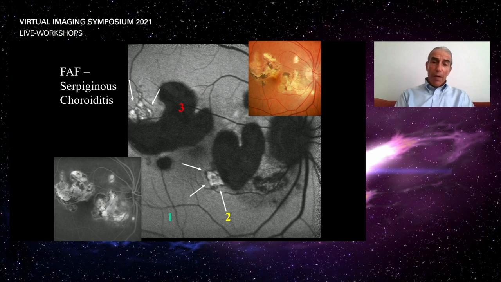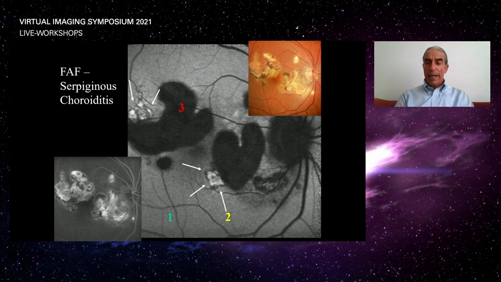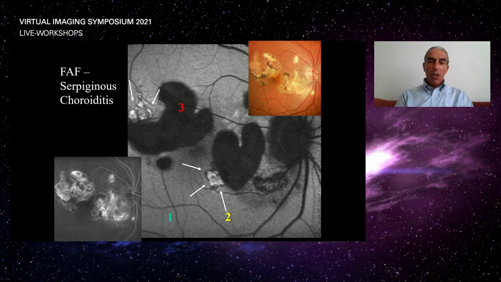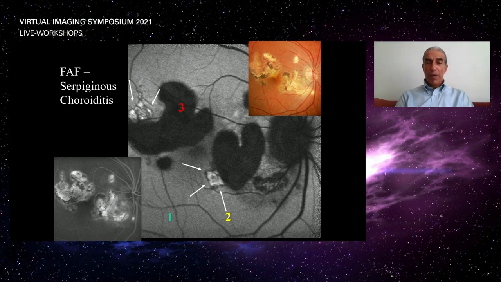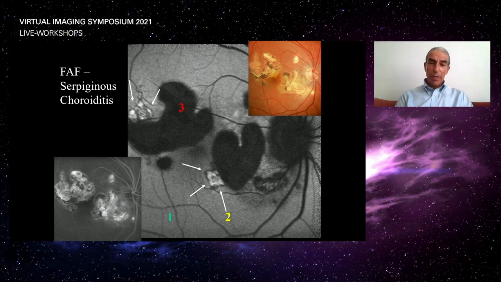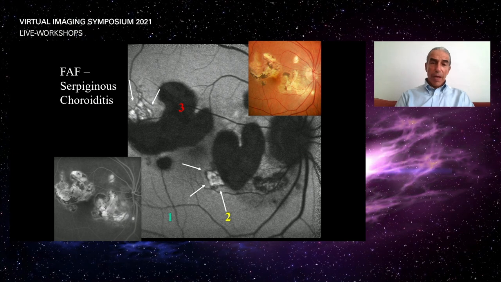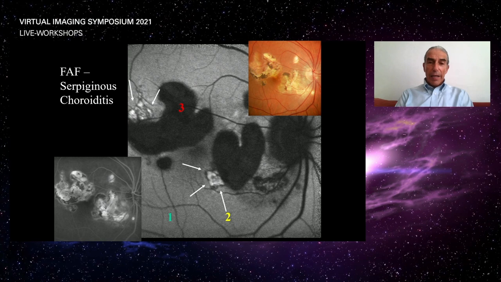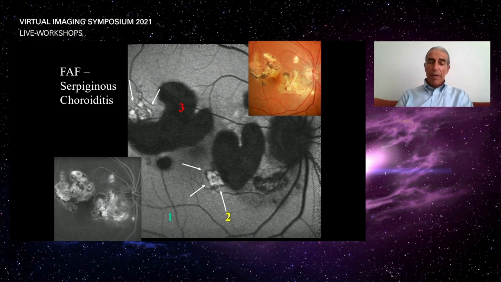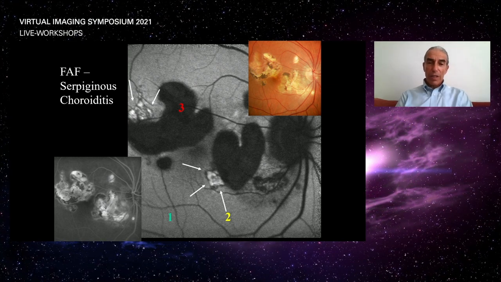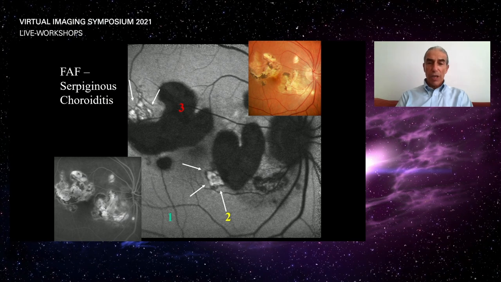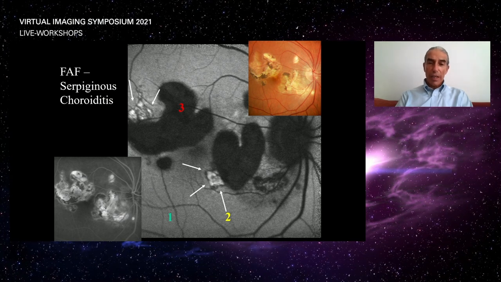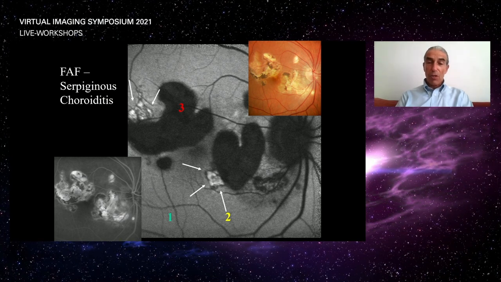The number one area, the gray kind of ground glass appearance, is normal RPE, uniform grayish appearance of light returned from the RPE. The number two white area highlighted with white arrows is the area where the RPE is distressed and diseased. Increased metabolic activity generated, we have an increased signal in fundus autofluorescence. It turns out to be white.